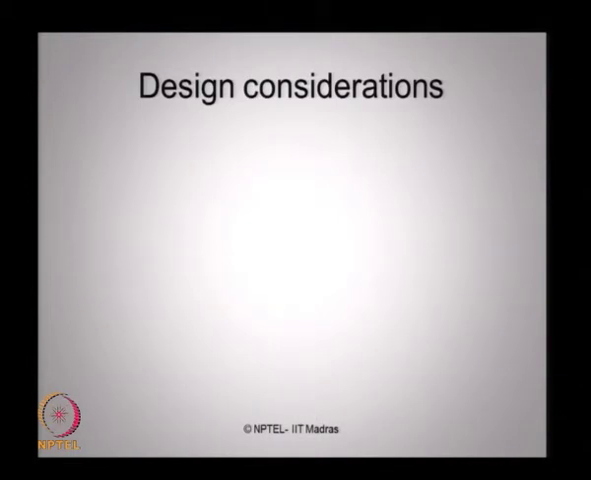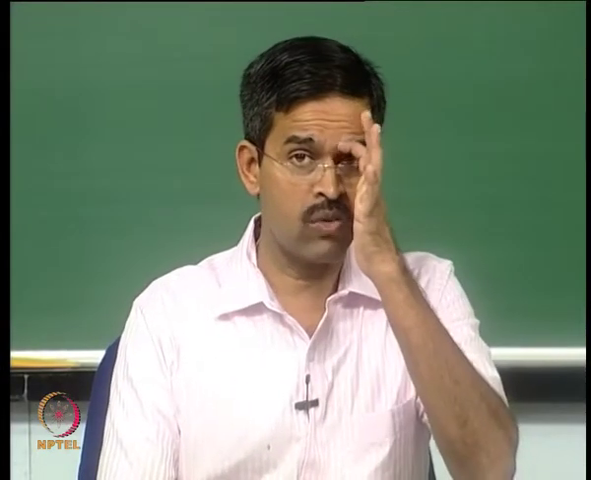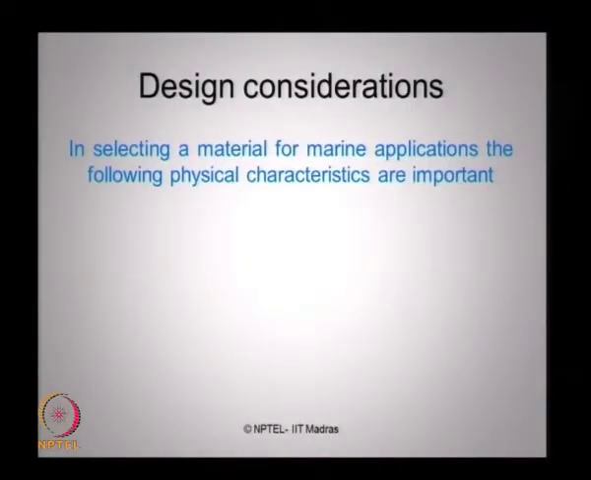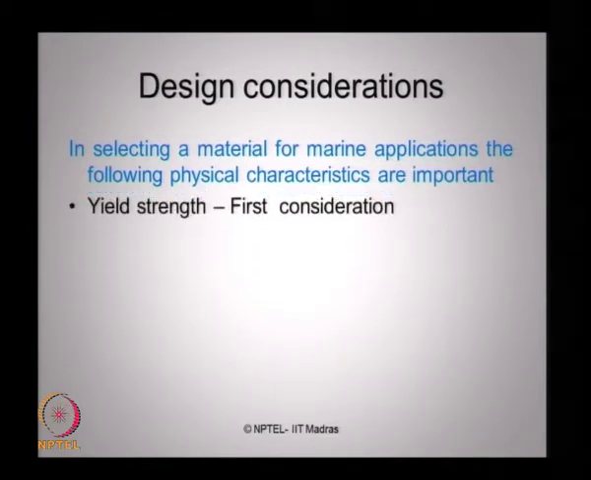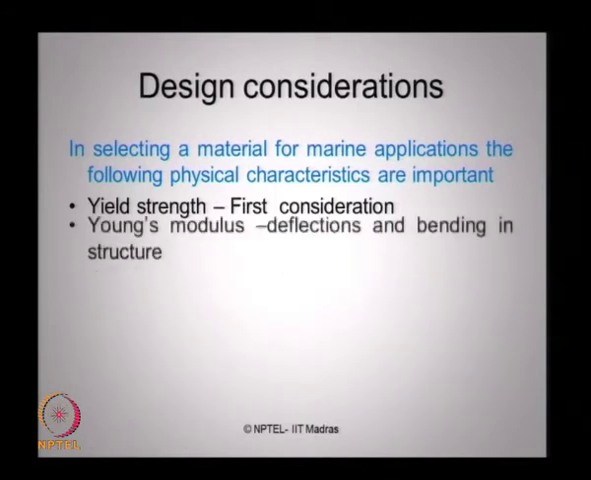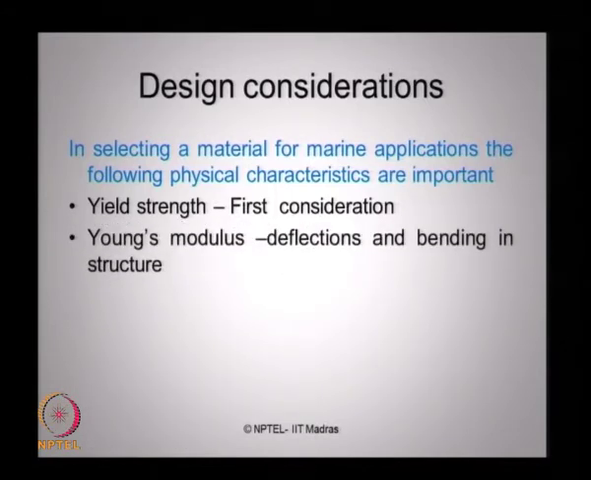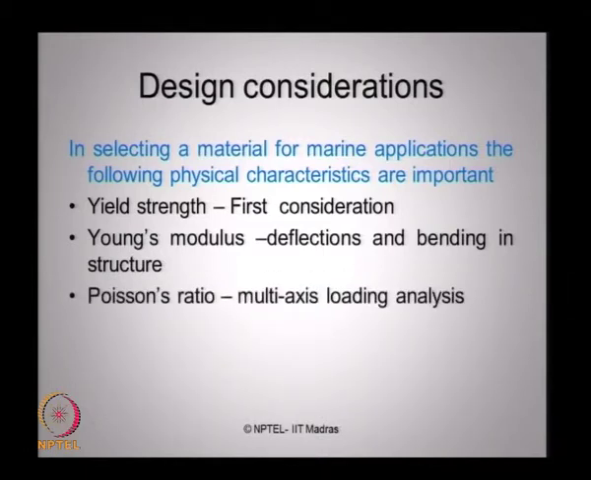Now, let us quickly summarize the design considerations which one must understand before selecting material for marine application based on international codes. In selecting a material for marine application, the following physical characteristics are very important from a design point of view. For example, yield strength is the foremost consideration. Secondly, the Young's modulus, because this will govern the extent of deflections and bending moment in the structural system. Of course, Poisson's ratio is important as we are talking about multi-axis loading analysis for offshore structures.